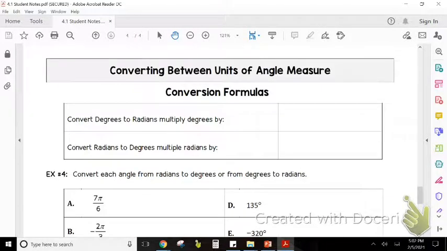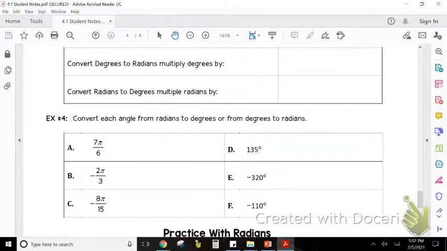And then to convert between units of measure, here are our conversion formulas. If we want to convert from degrees to radians, we multiply our angle in degrees by pi over 180. Because pi and 180 are in the same location, it's kind of like multiplying by 1, but it helps us change from one form to the other. And if we're going to convert from radians to degrees, we take our angle in radians and multiply it times 180 over pi. And so that would change us to degrees.